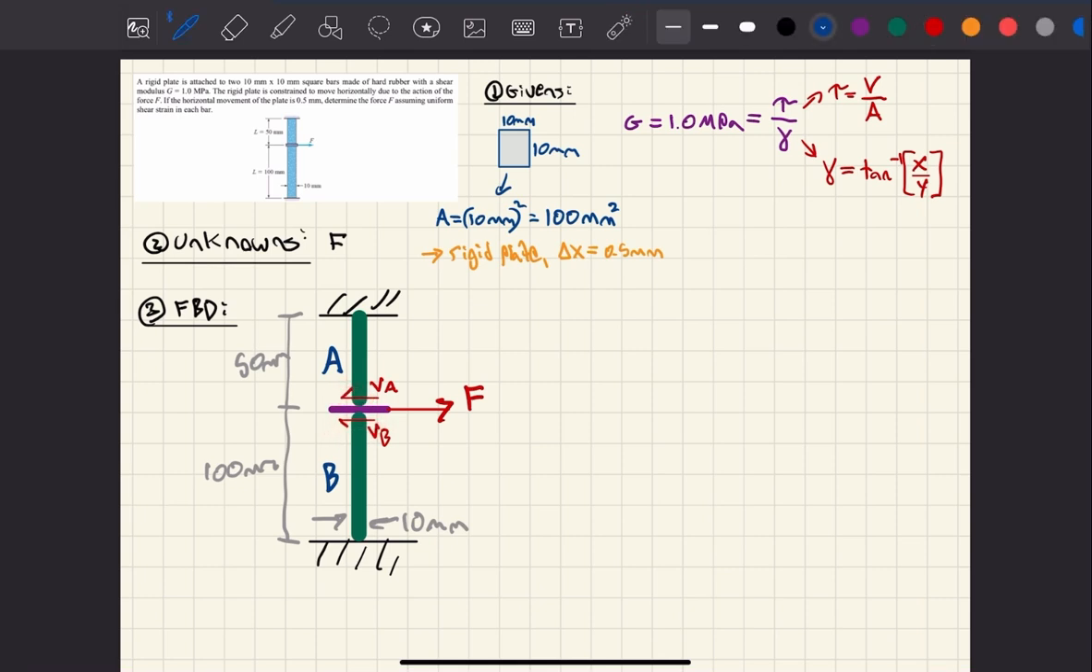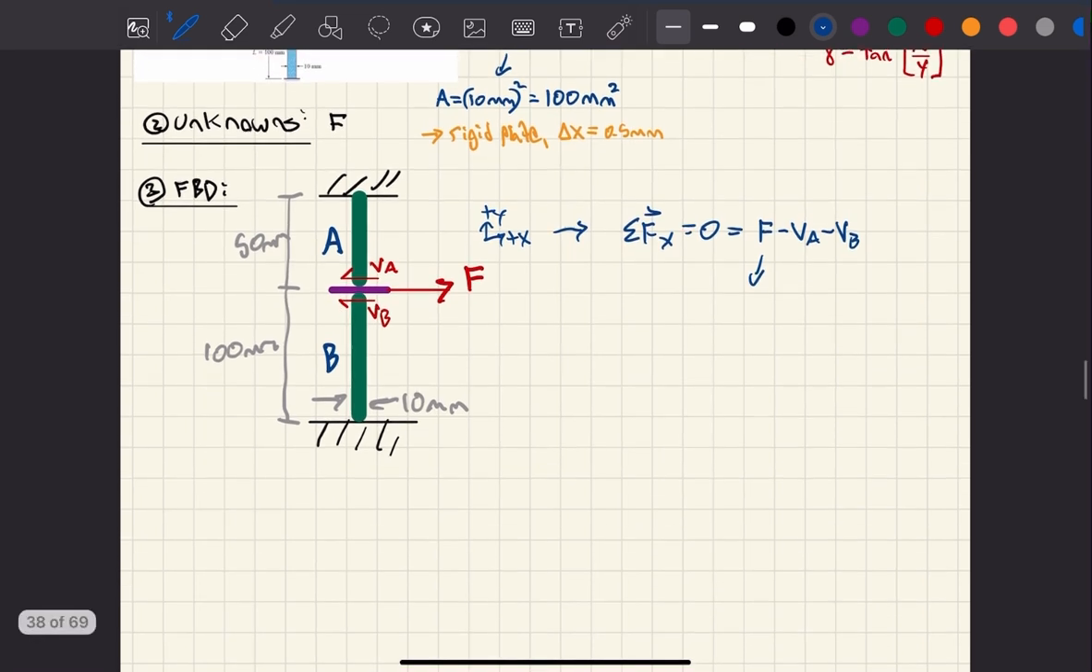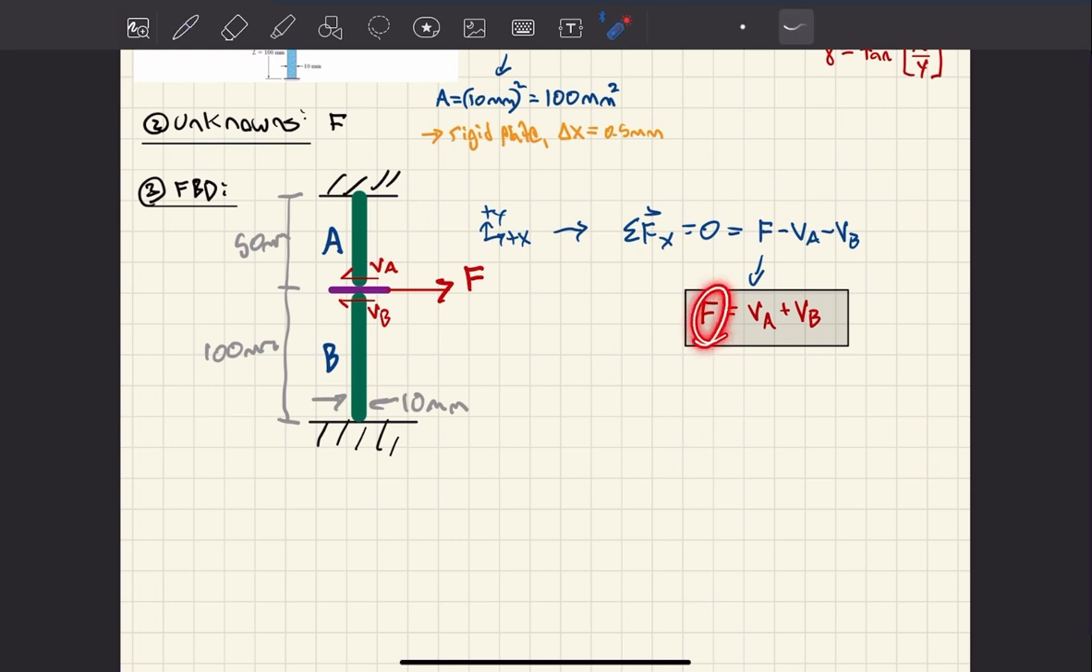We can take sum of forces to find an expression for F, right? And if we say this is positive, we can do sum of forces in the x direction. It's been a long time since we've done this. Sum of forces is equal to 0. We have F minus VA minus VB. Therefore, we can find an expression for F, and it's just equal to VA plus VB. Right? And this is the key expression we're going to use to find our final answer, our unknown, and that is F.